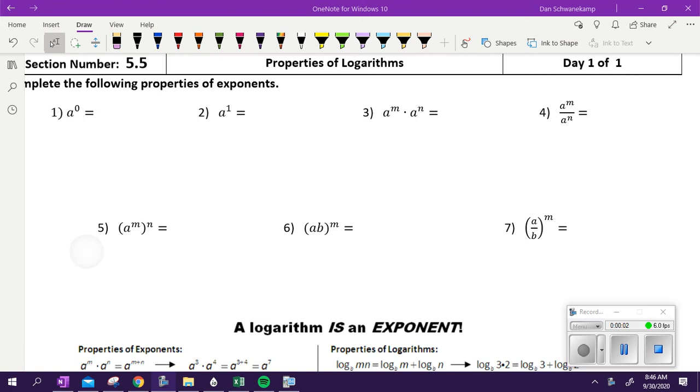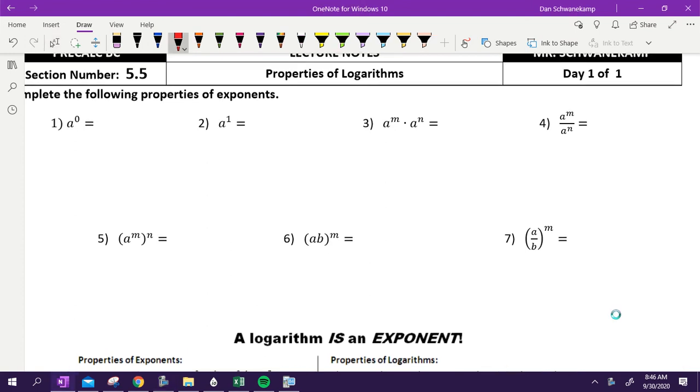All right, so today we are talking about properties of logarithms. First thing to do, properties of logarithms, we need to remember properties of exponents. So as I look at this, if I take a to the 0 power, Kate, what is the same thing as a to the 0 power? It's 1, because anything to the 0 power is 1.